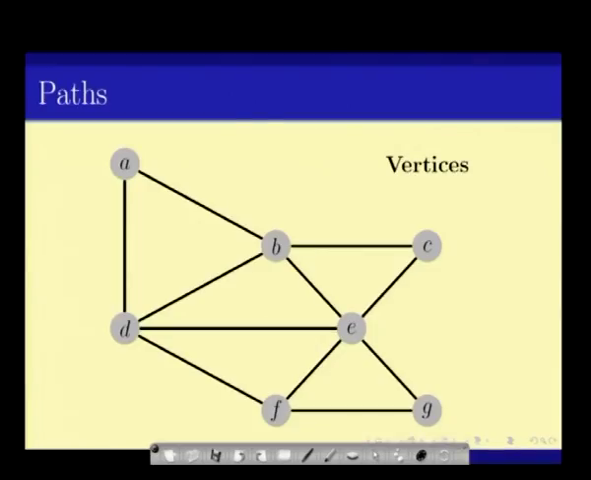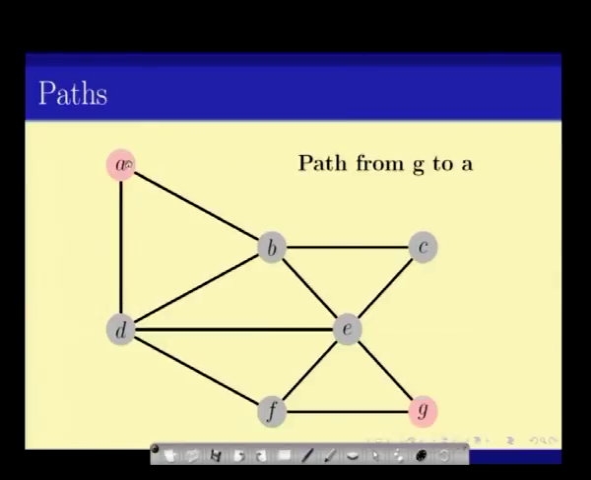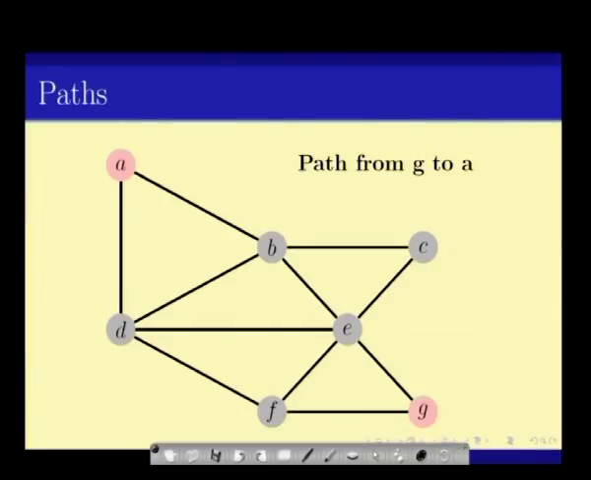Before we define connectivity, we have to define something called a path. So, here is a graph. We have the set of vertices and these edges, and consider these two vertices, G and A, and we want to look at a path from G to A. What is a path? Think of these nodes as intersections or houses in a city, and these edges denote roads. So, you are at a house G, and you want to go to a house A. How will you go?